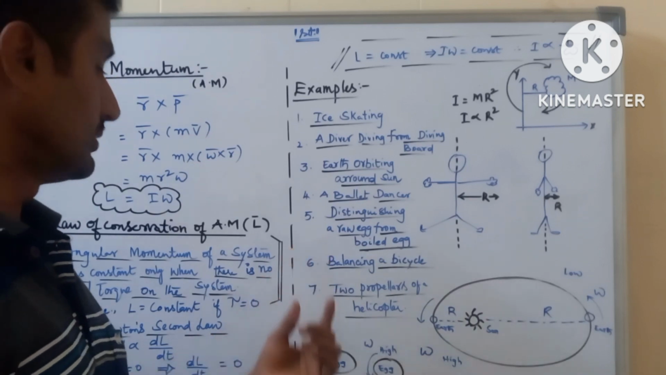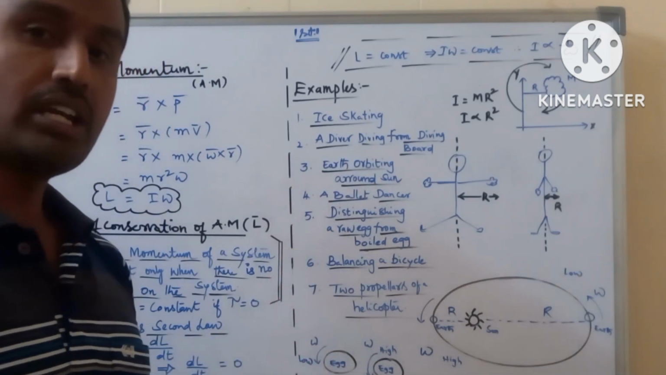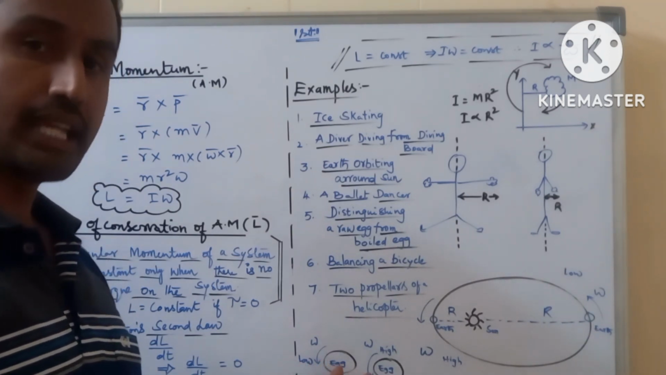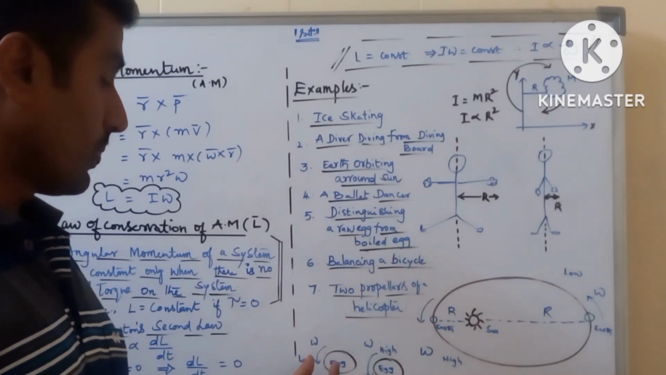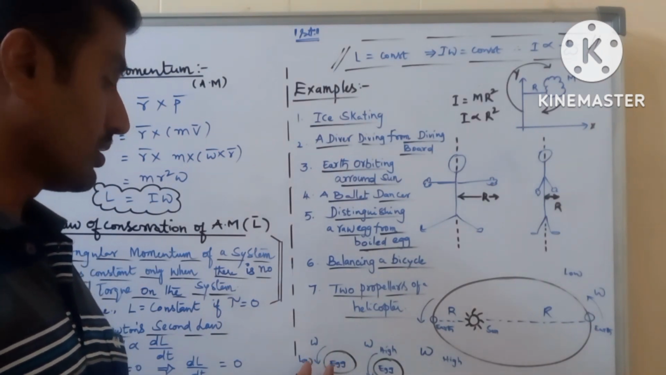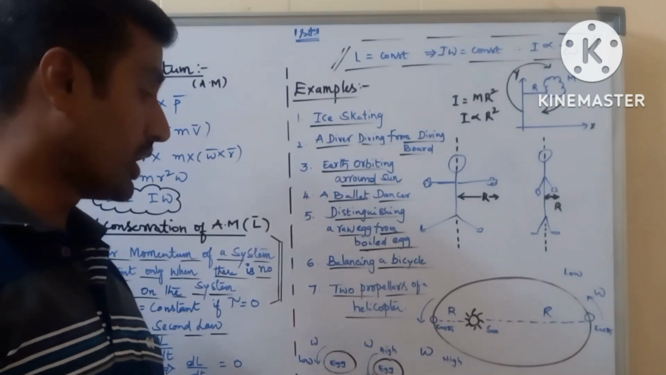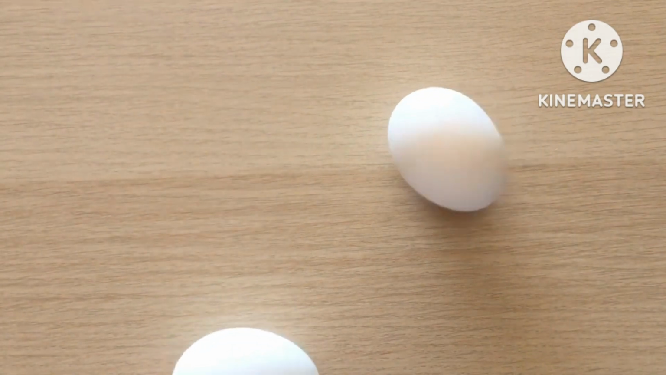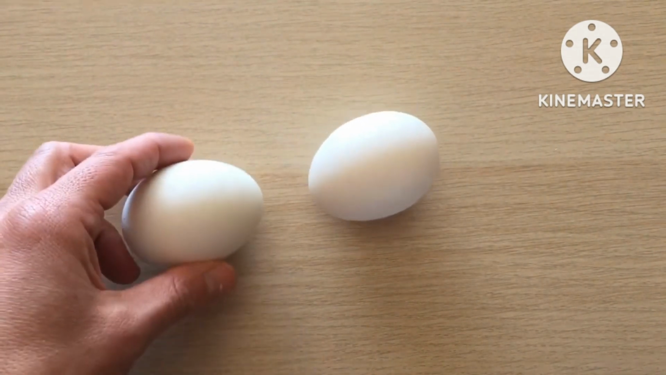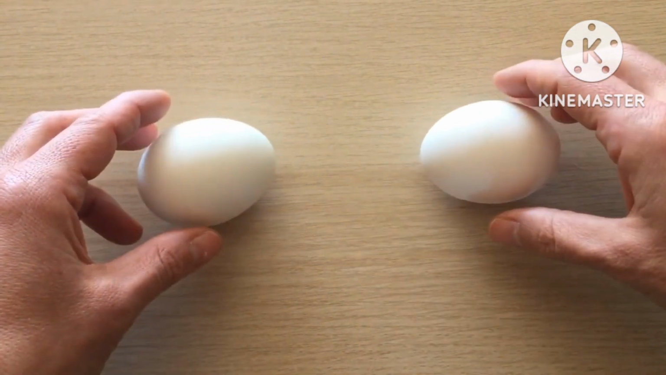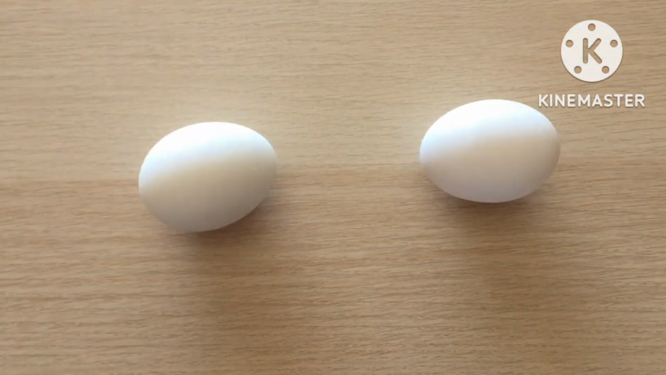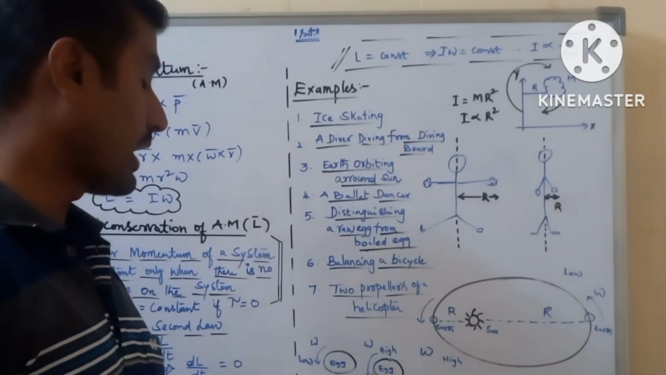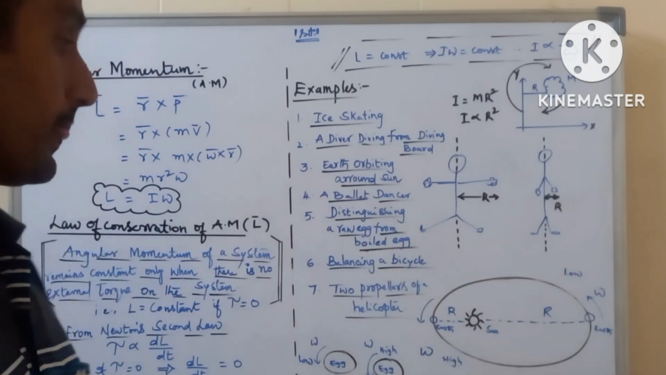A boiled egg and a raw egg can be distinguished by spinning them on the table. The raw egg spins slower than a boiled egg. That is, a raw egg comes to rest very soon as compared to a boiled egg, because the boiled egg has lower moment of inertia, hence its angular velocity is high.